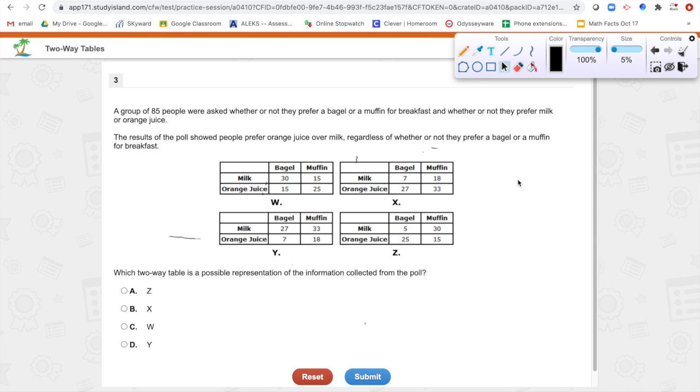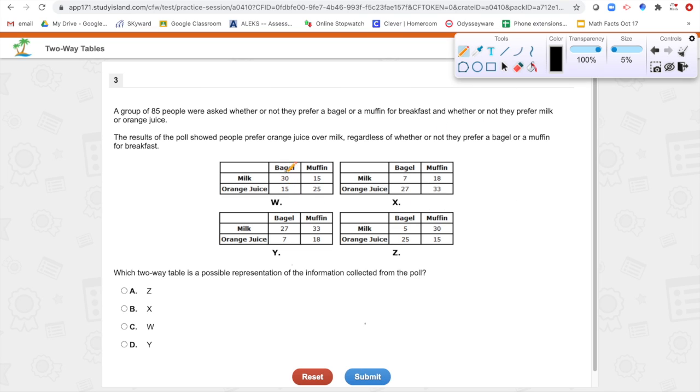A group of 85 people were asked whether or not they prefer a bagel or muffin for breakfast and whether or not they prefer milk or orange juice. And it says the results of the poll show that people prefer orange juice over milk regardless of whether they prefer a bagel or a muffin for breakfast. So we're looking for the one where, like we said, no matter what, they prefer orange juice. So we want the higher orange juice numbers compared to the milk numbers.